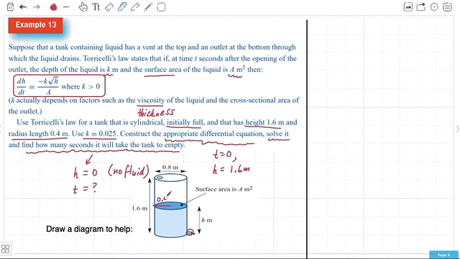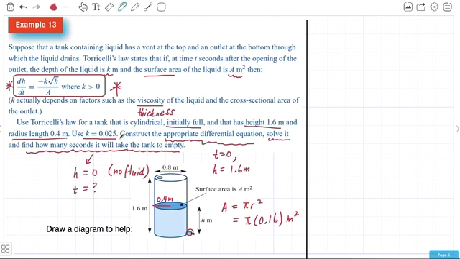So 0.4 meters. That means the surface area of the top of the fluid would be pi times the radius squared, and the radius is 0.4. So 0.4 squared is 0.16. So it would be pi times 0.16. That would be our surface area in meters squared. Now what we can do is substitute what we know into our differential equation here. We actually know what k is.